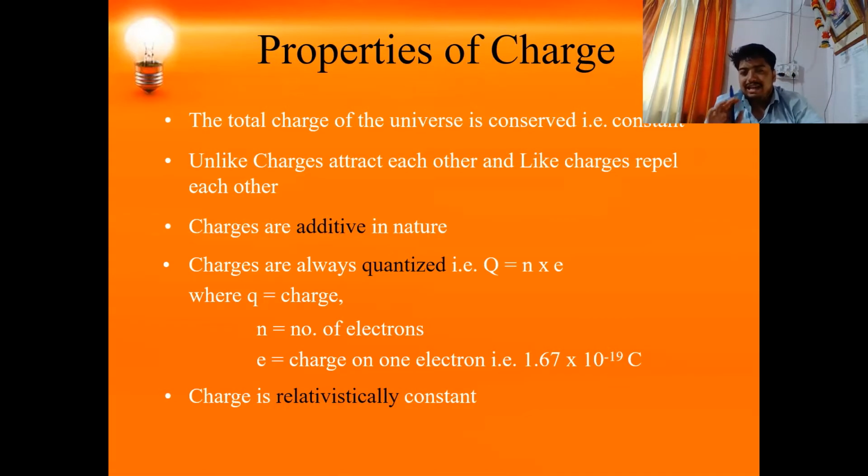Now, do you know what the net charge on a single electron is? The answer is 1.6 into 10 raised to minus 19 coulomb, which is a negative charge. Please note, an electron is generally negatively charged, so it's a net negative charge of 1.6 into 10 raised to minus 19 coulomb. Now, charge is relativistically constant. When no work, induction or conduction is done on a body, the charge on the body will remain constant depending on the relevant criteria.